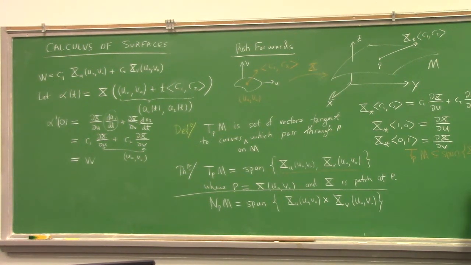Number two, an assignment P maps to V of P in the perp to M, the orthogonal complement of the tangent space of M at P, for each P, is a normal vector field.